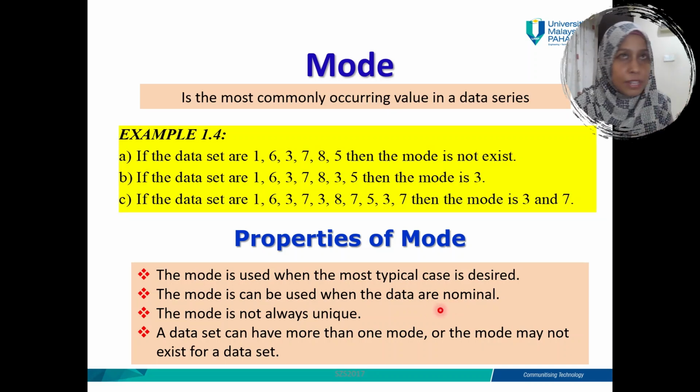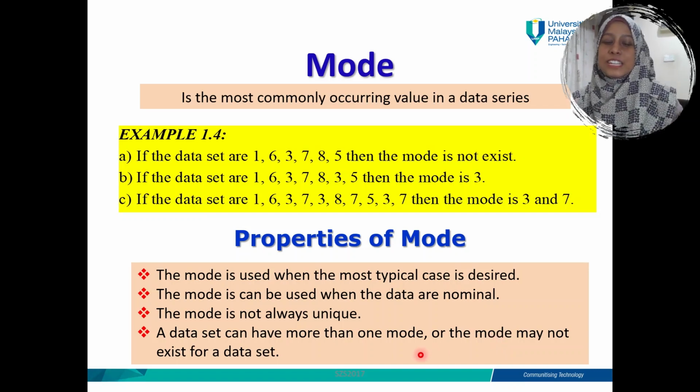You cannot find the median, you cannot find the mean, and you cannot even calculate the mid-range if it is qualitative nominal data. Next, mode is not always unique. What does it mean? It means that a data set can have more than one mode, or two modes, or maybe it does not have any mode at all.